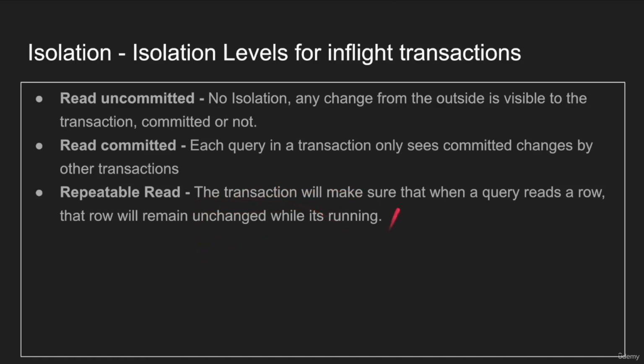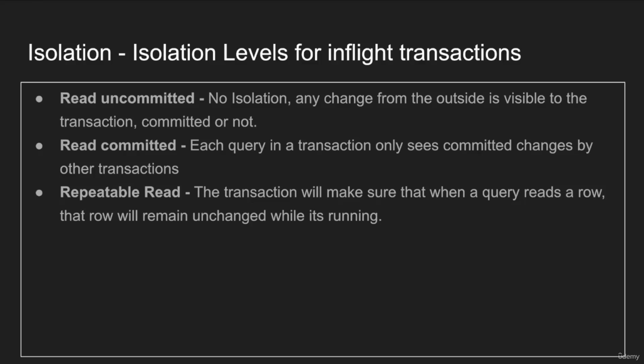So the transaction will make sure that when a query reads a row, that row will remain unchanged while the transaction is running, effectively, right? So that's what it means. Only when the transaction actually reads a value, reads an object, reads a row, reads a column, then we're going to make sure that as long as this transaction is running, that value will never change. But if you don't read it, we're not going to copy a version of that row. If you get my point, right?